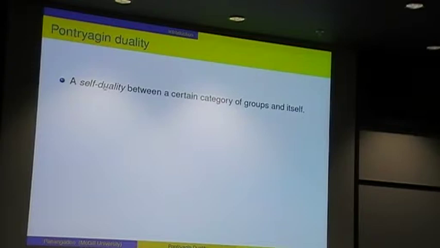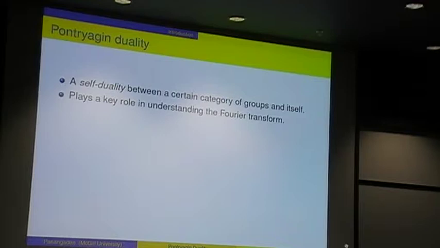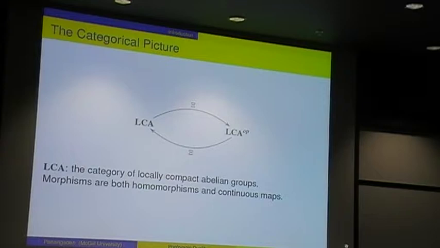A self-duality between a certain category of groups and itself. As I said, it plays a key role in understanding the Fourier transform. So the categorical picture is like this. We have the category of locally compact abelian groups. So these are certain algebraic things, but also certain topological things. So that's why we can put topological adjectives as well as algebraic adjectives describing these things. The category is obtained by taking morphisms that are both homomorphisms as well as continuous maps.